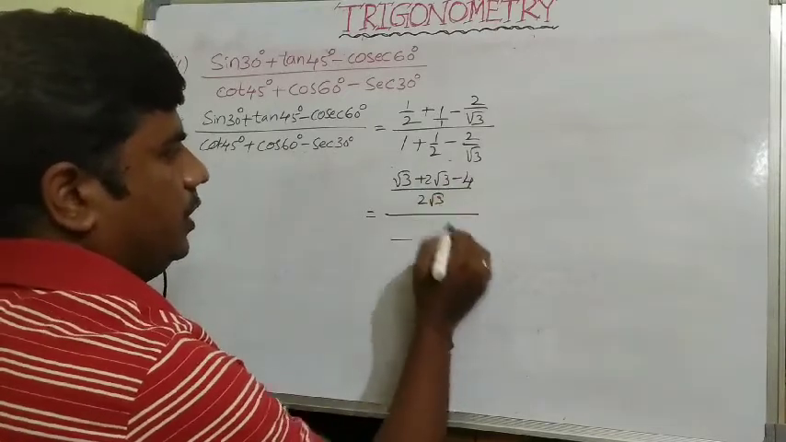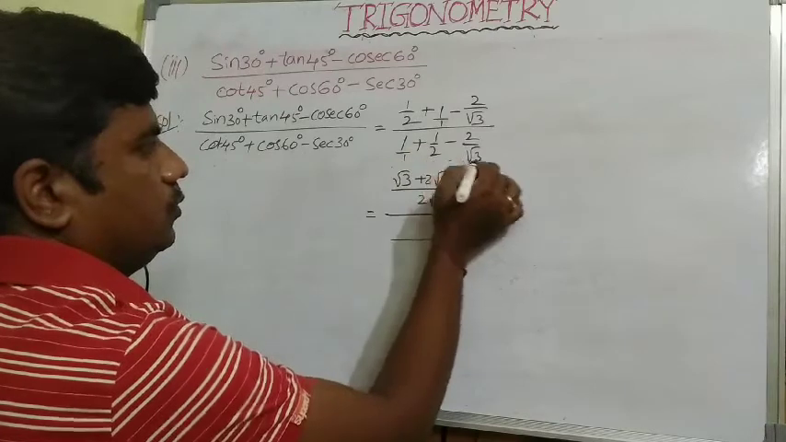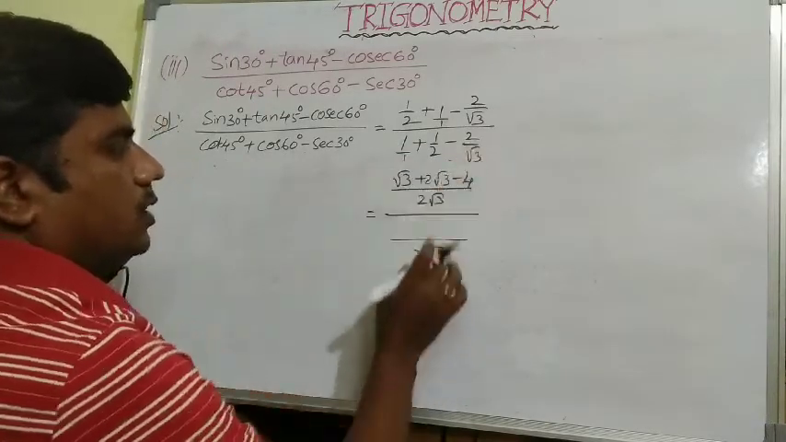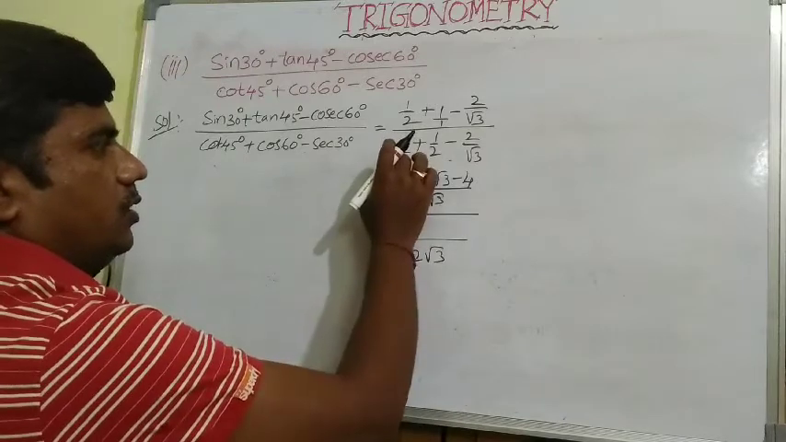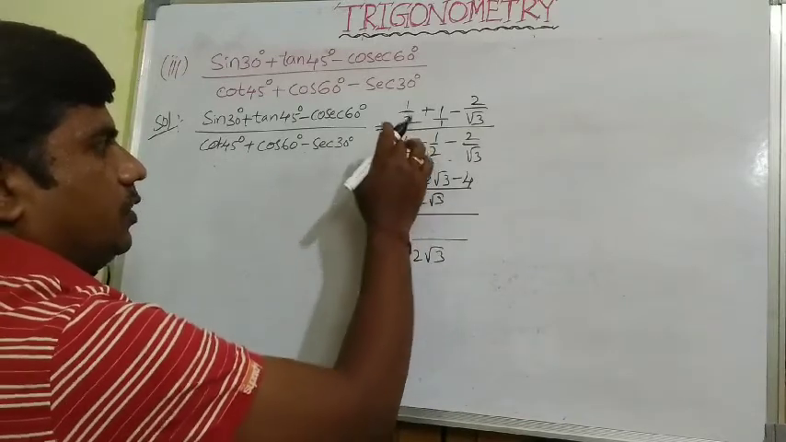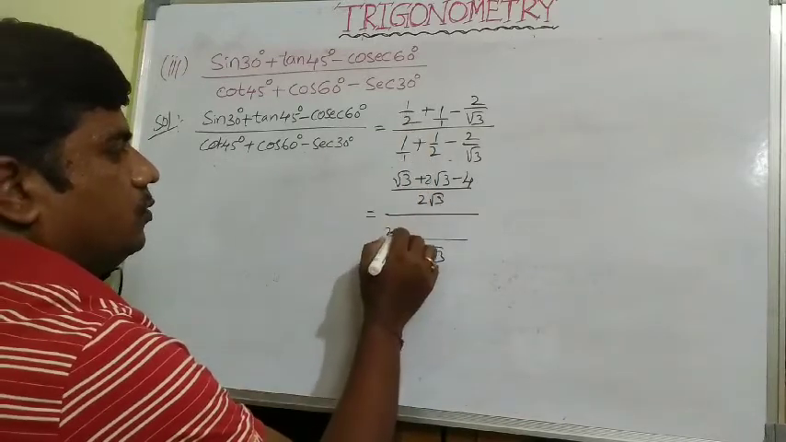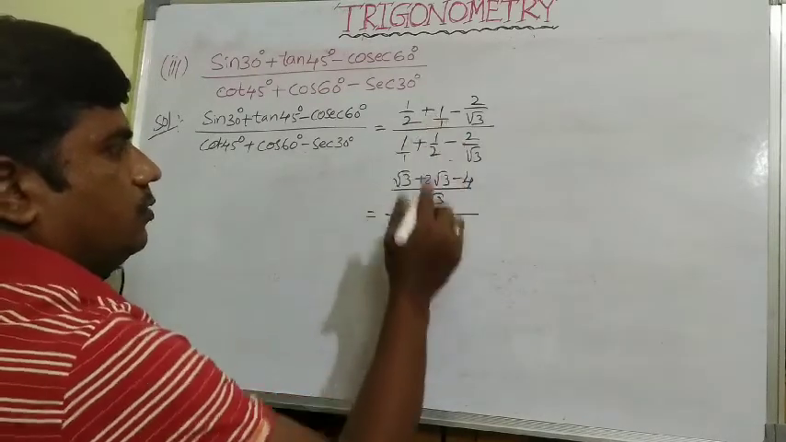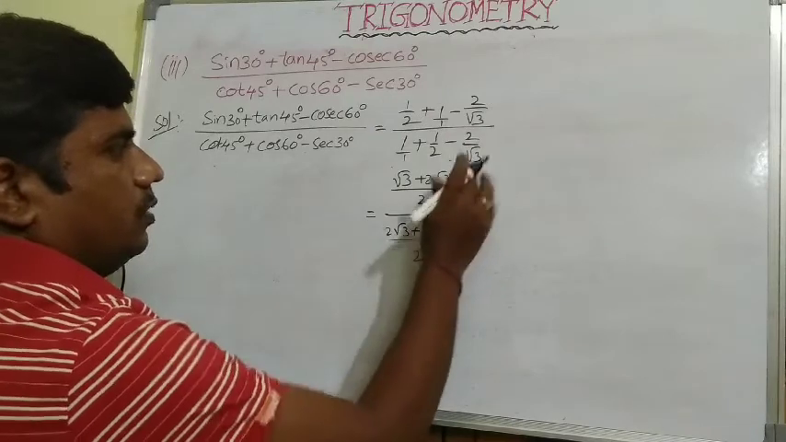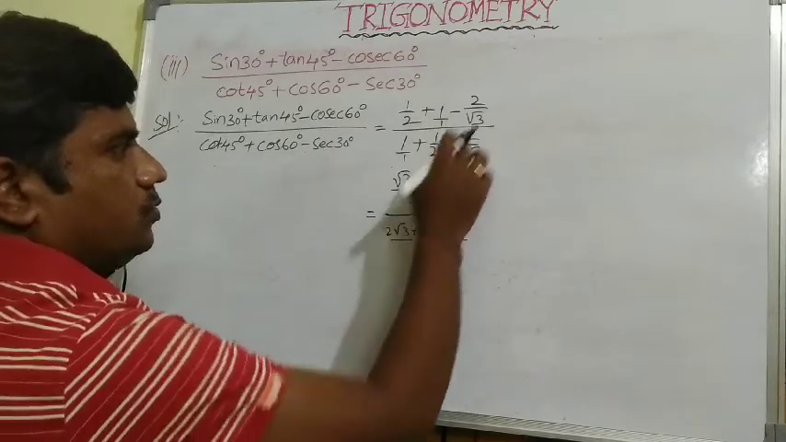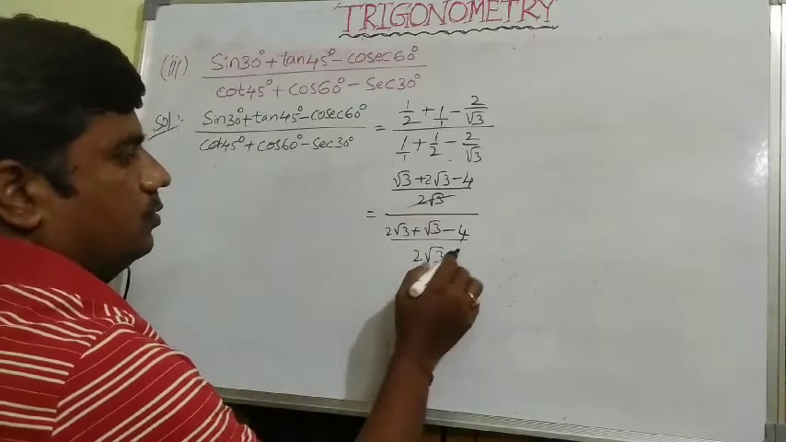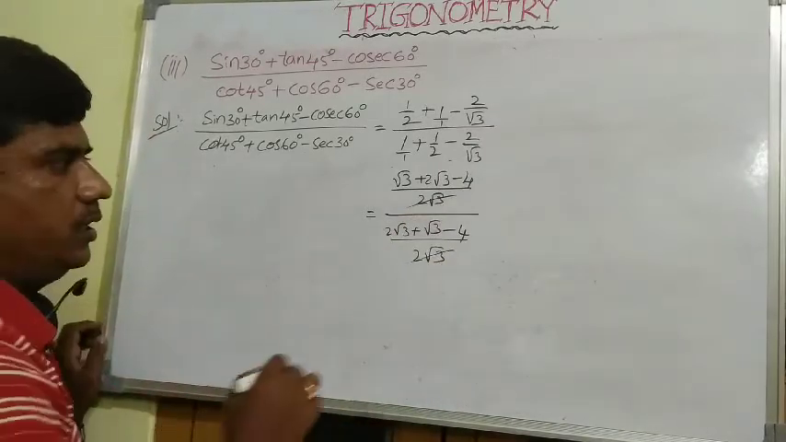Next, here denominator 1, 2, root 3, LCM is 2 root 3. Again here only 1 is there, with 2 root 3 we have to multiply. 2 root 3 into 1, 2 root 3. Plus here only 2 is there, with root 3 we have to multiply. Root 3 into 1, root 3. Minus here only root 3 is there, with 2 we have to multiply. 2 twos are 4. So the denominator 2 root 3 in both gets cancelled.